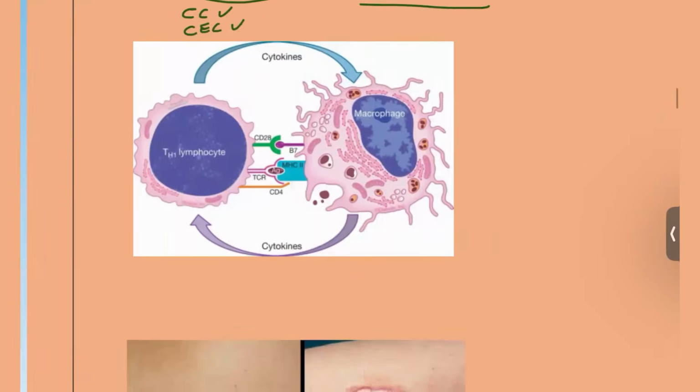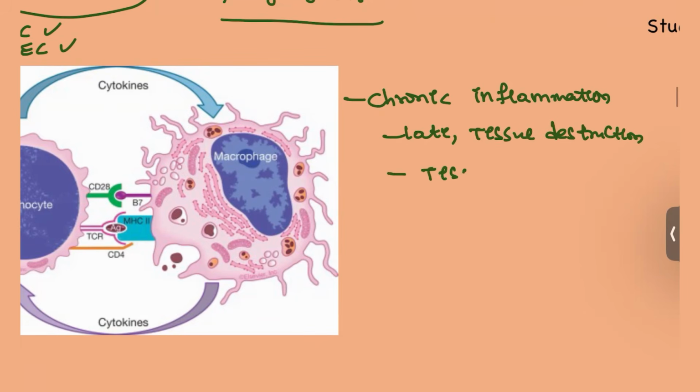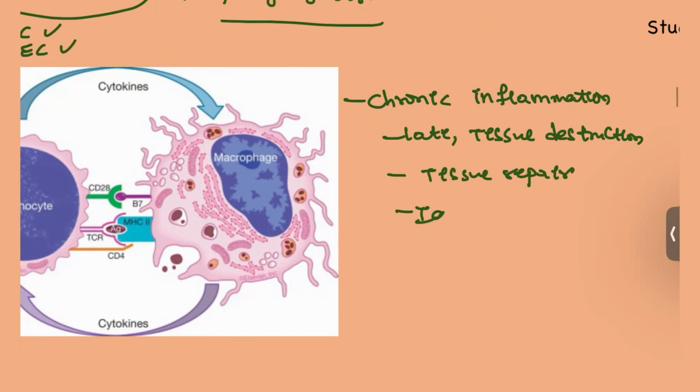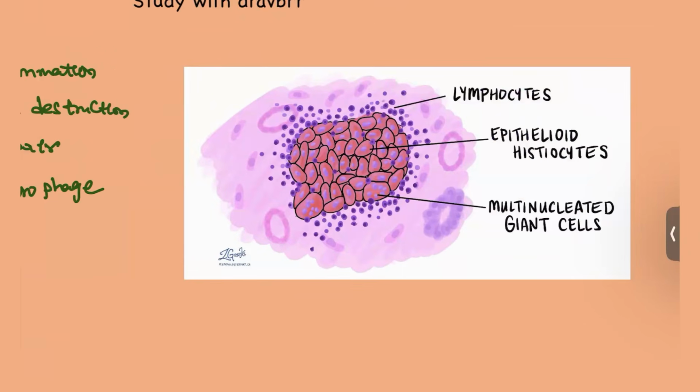Next, moving on to the chronic inflammation, guys. Chronic inflammation. This is the late event, right? Late. So there will be tissue destruction and also tissue repair. So these are the parts of the chronic inflammation. And what is it going to involve here? IgG. And what is the cell that is going to be involved here? Macrophage or the monocyte. Okay, these are going to play. And ultimately, the chronic inflammation is going to form the granuloma. Okay, ultimately that is going to form the granuloma.